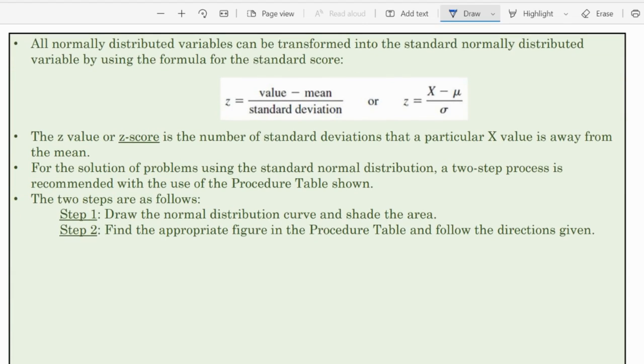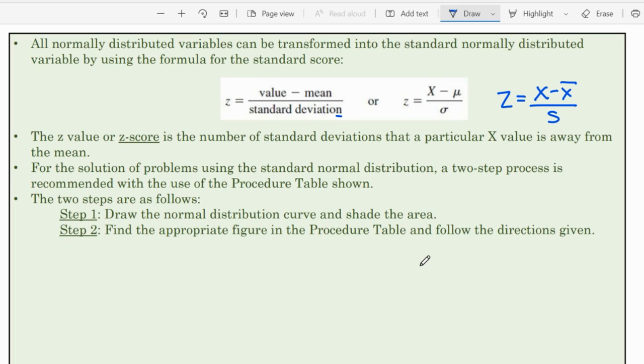So all normally distributed variables can be transformed into the standard normal distributed variable by using the formula for z-score. So value minus the mean divided by standard deviation. If it's written in terms of Greek letters, you've got z equals x minus mu over sigma. But if you're looking at regular z-scores, it's x minus x bar over s. And that's your standard z-score calculation.